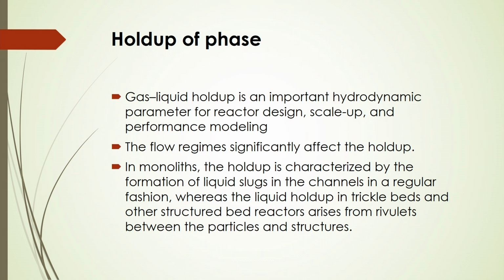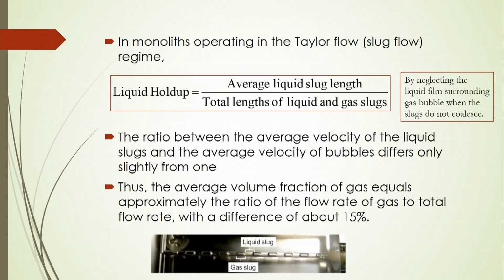And in monoliths, the hold up is characterized by the formation of liquid slugs in the channels in a regular fashion, whereas the liquid hold up in the trickle beds and other structured bed reactors arises from rivulets between the particles and the structure. So, this is the difference of the hold up structure or characteristic factors in the monolithic channel and the trickle bed reactor.